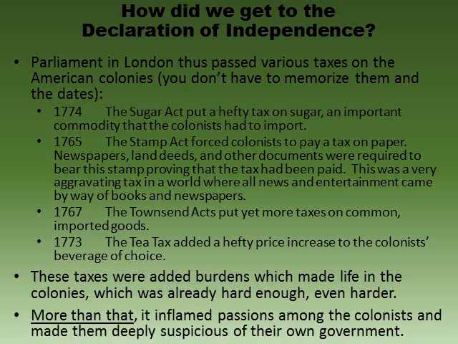But it was more than that. We already looked at how independently minded these colonists were. Well, it really inflamed passions among them. It made them suspicious of their own government because, again, they were used to taking care of their own problems, not having any outside interference or help or anything else. And so here comes the government, after decades of letting them manage their own affairs, basically, and says, hey, we're the government, and we're going to start making you pay these taxes.